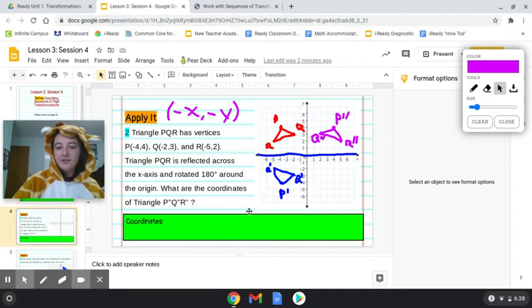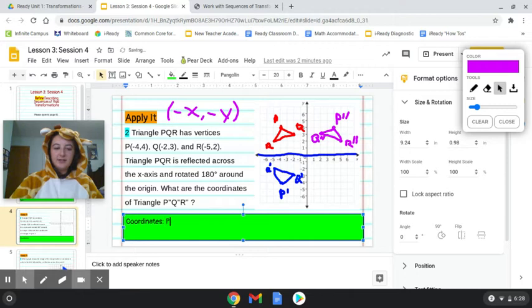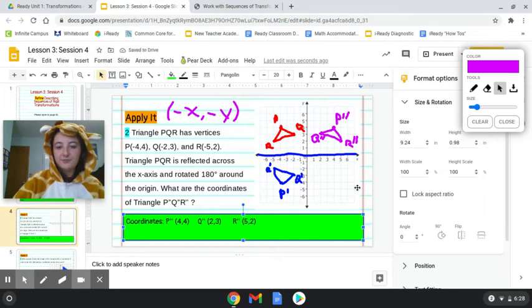So again, that means our P double prime is located at 4, 4. Q double prime is located at 2, 3. And your R double prime is located at 5, 2. Just like the drawing shows below or above.